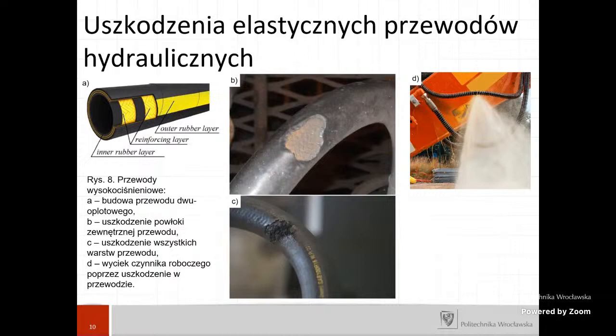Zazwyczaj jest to elastomer o podwyższonej odporności na ścieranie, po to, żeby zabezpieczyć warstwy wzmocnienia, ten oplot, przed przetarciem. Warstwa zewnętrzna ma też zapewnić szczelność, żeby środowisko korozyjne nie dostało się do środka przewodu. Jak widać na tym rysunku, ta warstwa zewnętrzna została uszkodzona, korozja już tam postępuje. Mamy już rudy kolor, więc widać, że ta siatka stalowa koroduje, to jest już początek degradacji oplotu.